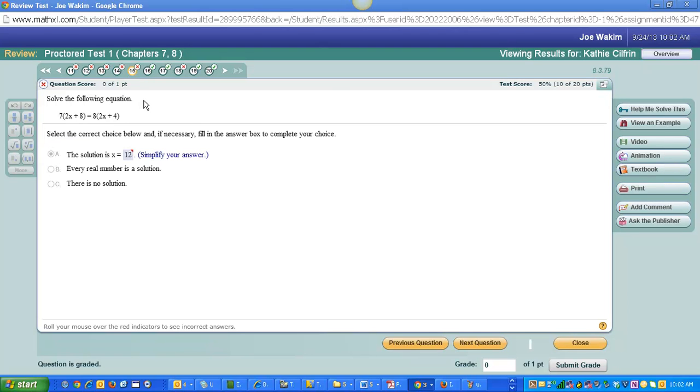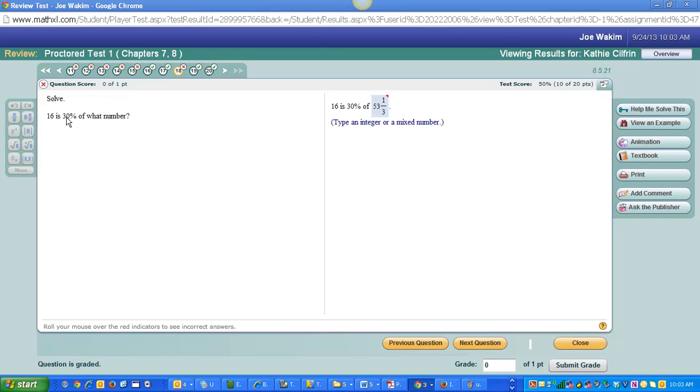Number 15. The best way to solve this problem is to distribute the 7. 14x plus 56. 16x plus 32. Okay, you can move the 14x to the right because you have 16x. 16x minus 14x would be 2x. Then move the 32 to the left, you have 56 minus 32. And then divide both sides by the difference between 16x and 14x, which is 2. Divide both sides by 2 to isolate x.